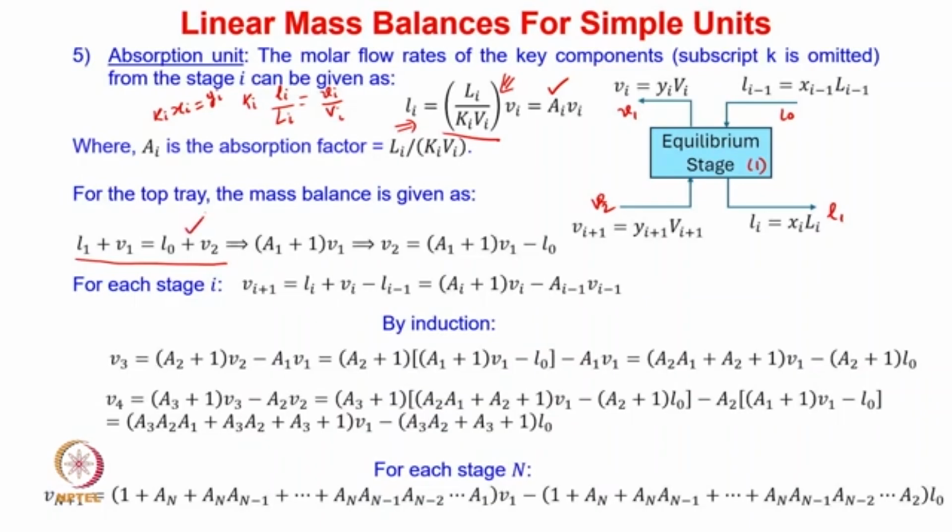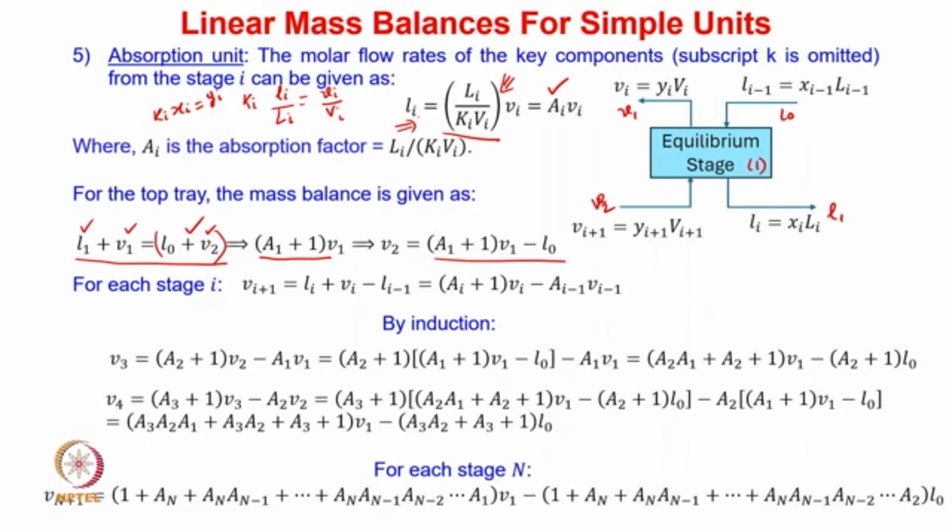Now in this case, L1 will be given by A1 V1. So we can replace this L1 by A1 V1, and V1 is already there, so we can take V1 common, so it becomes A1 plus 1 into V1, and that should equal this entire bracket term. Now we can further rearrange this equation. After rearranging, this V2 can be obtained as this entire term minus L0. So this is what we have obtained.